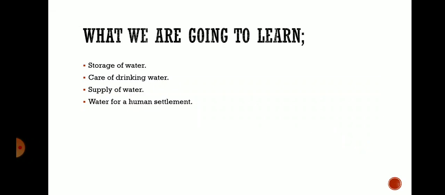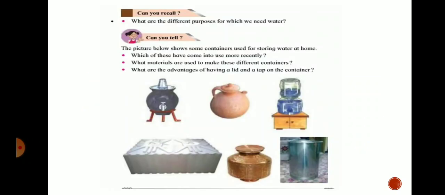What we are going to learn: storage of water, care of drinking water, supply of water, water for a human settlement. Can you tell, children, what are the different purposes for which we need water? As we have learned in the previous 2 lessons on water, there are so many purposes where we use water: daily household chores, and apart from that in factories and making electricity.